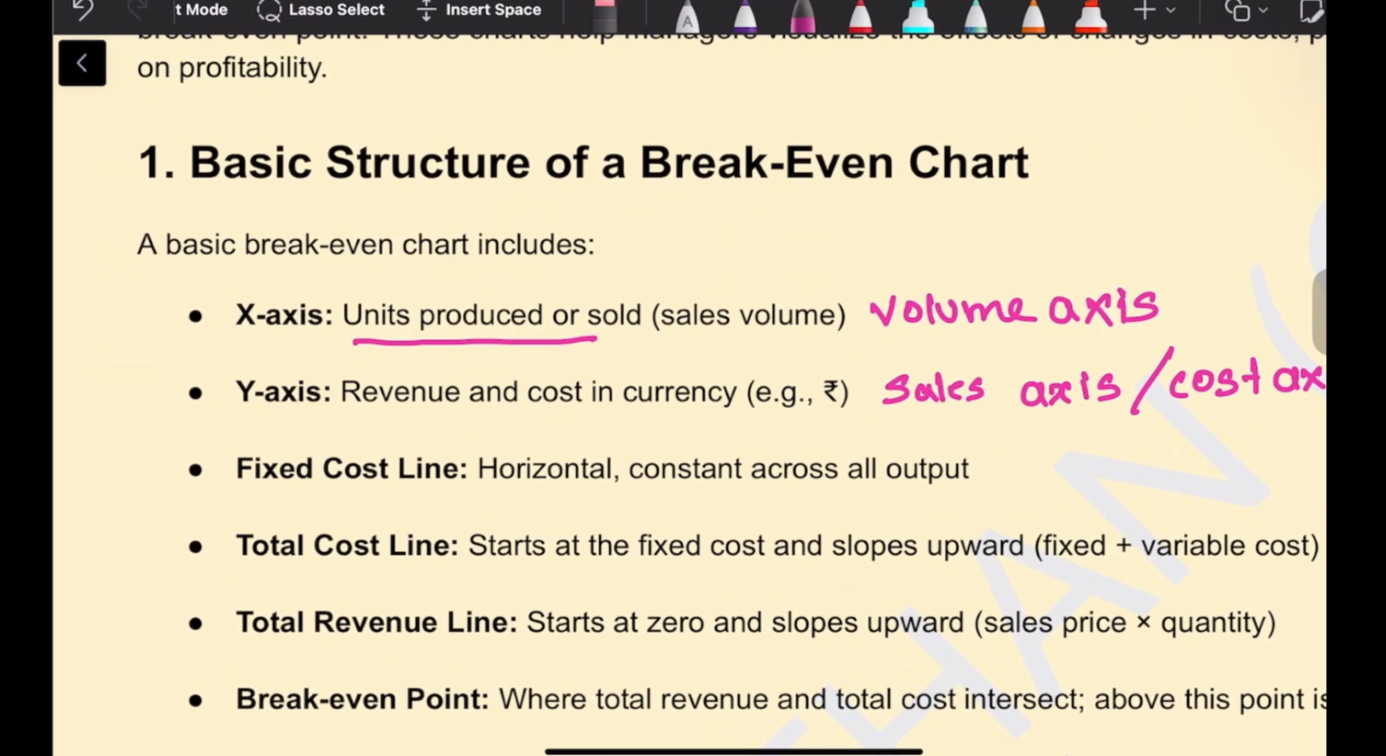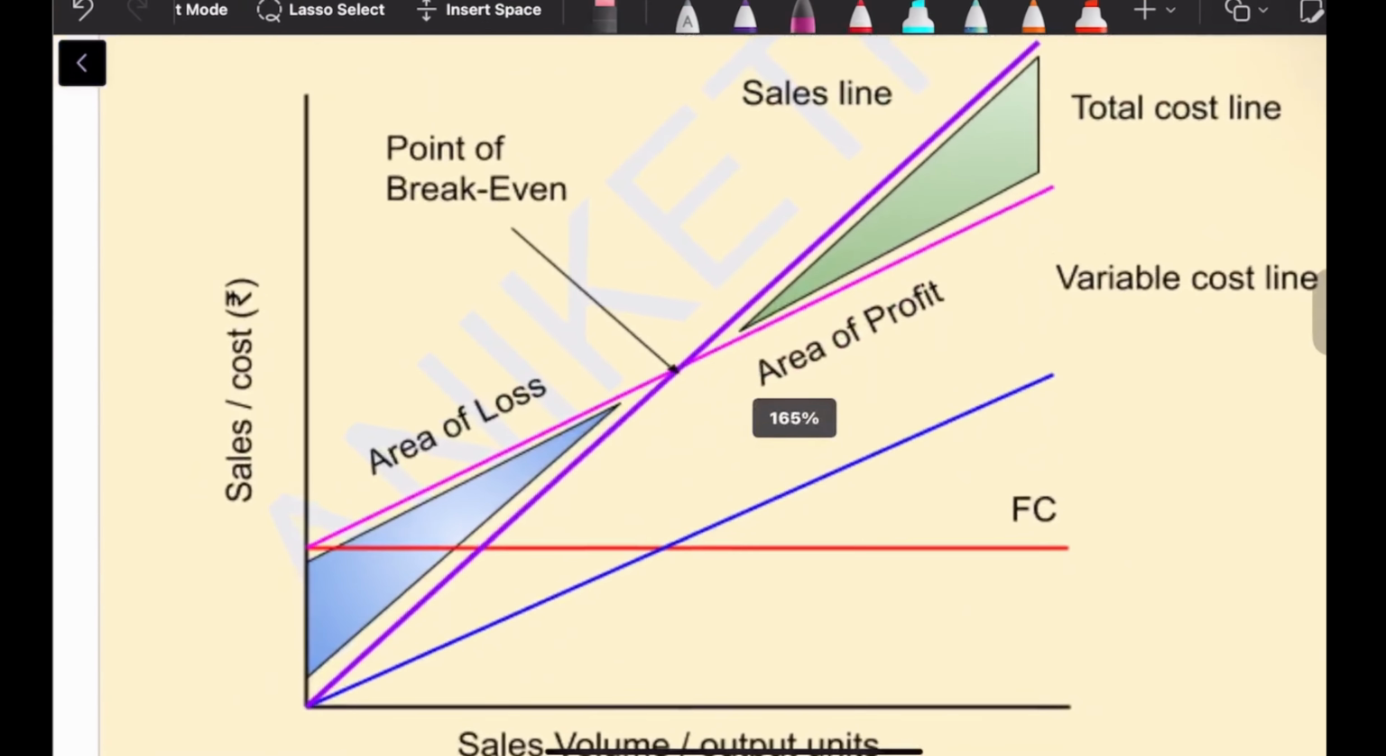In this kind of graph, the fixed cost will look like a horizontal line. Why? Irrespective of your output, as per CVP analysis, the fixed cost does not change. It will not vary on the y-axis, it will vary only along the x-axis. So that is your fixed cost line. Then you have a total cost line. It starts at the fixed cost and slopes upward. We will look at the graph.